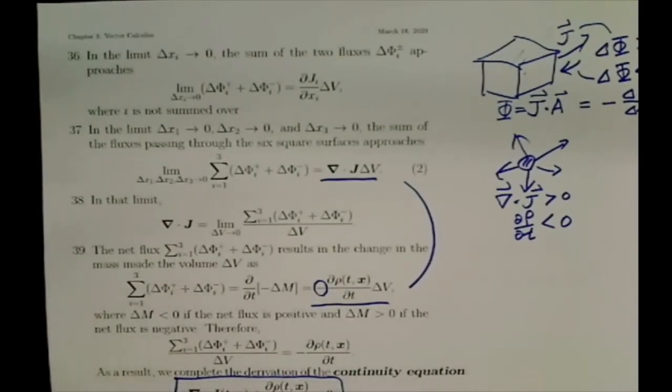In the limit xi goes to 0. So this is the summary.